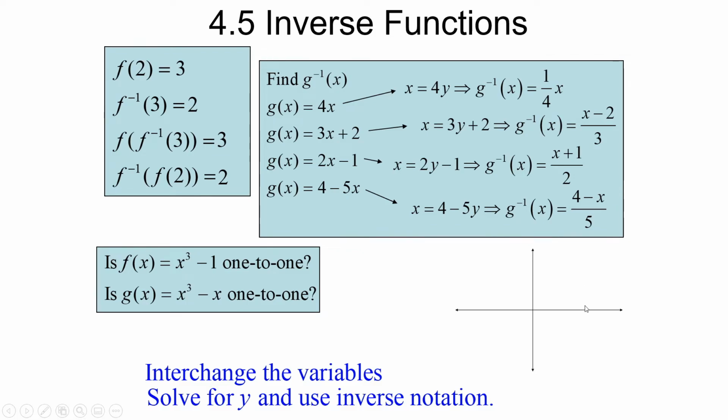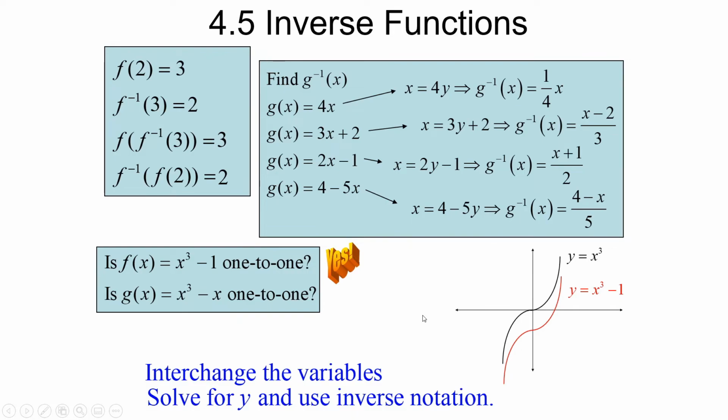Now we're just going to slide that graph down 1 unit. There's y equals x to the third. There's y equals x to the third minus 1. And is that a one-to-one function? Well, look at just that red curve right there. Why, yes, it is.